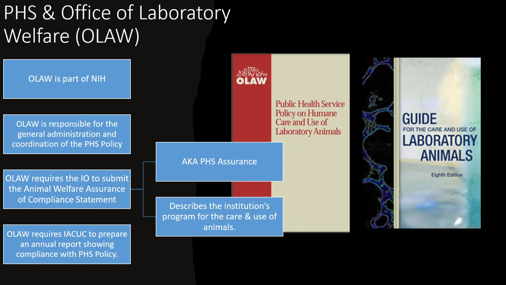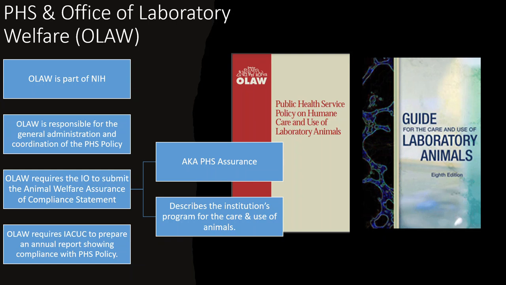To comply with the PHS policy, the institutional official, IO, must submit a document called the Animal Welfare Assurance of Compliance Statement to OLAW. This document, often referred to as the PHS Assurance, provides a detailed description of the institution's program for the care and use of animals, outlining its commitment to humane animal care and research practices.